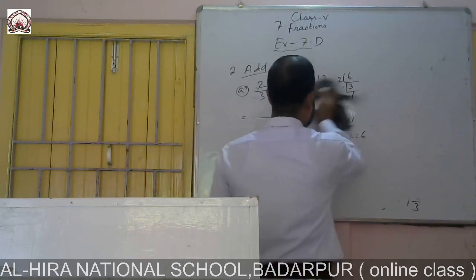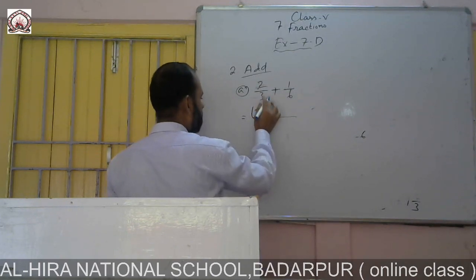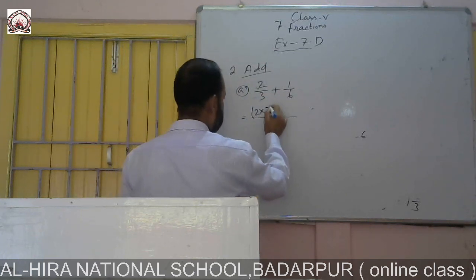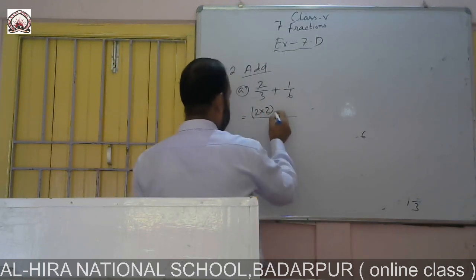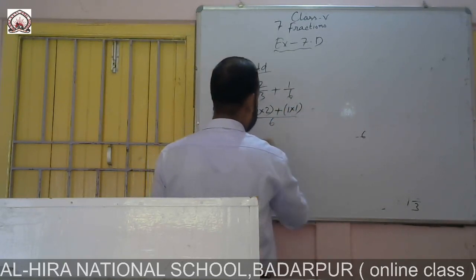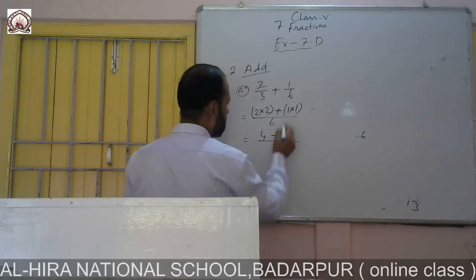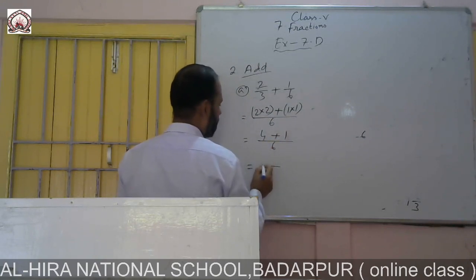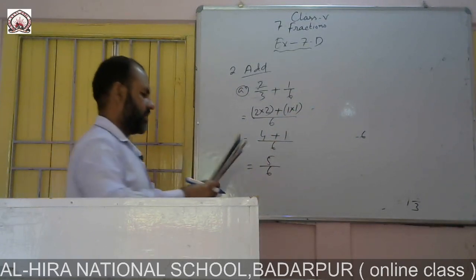So here LCM equals 6. LCM is 6. Now here, how many times does 3 go into 6? 3 twos are 6, into 2, plus here 1, and 6 ones are 6, one time. Now 2 twos are 4, plus 1 one is 1, by 6. So 4 plus 1 is 5 by 6. Answer is 5 by 6.